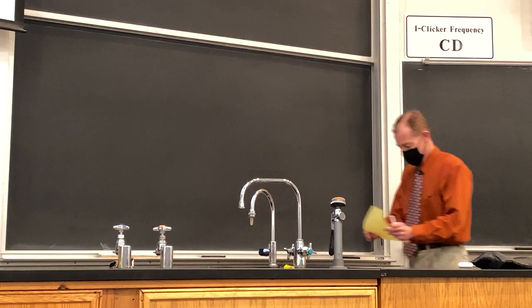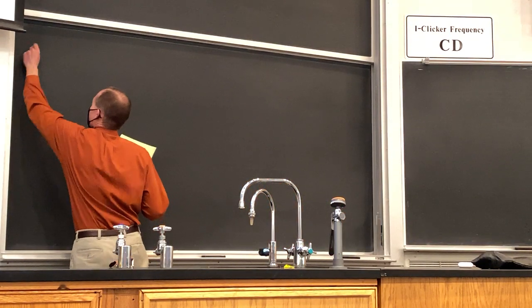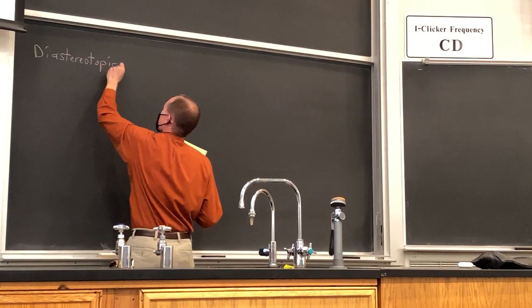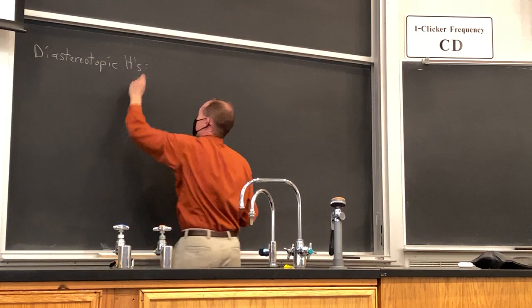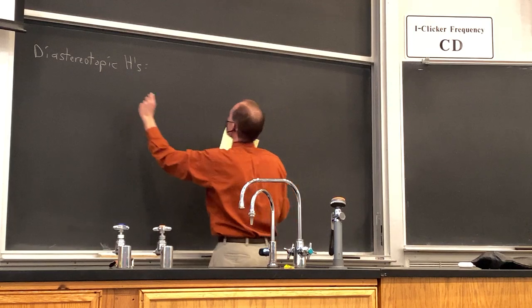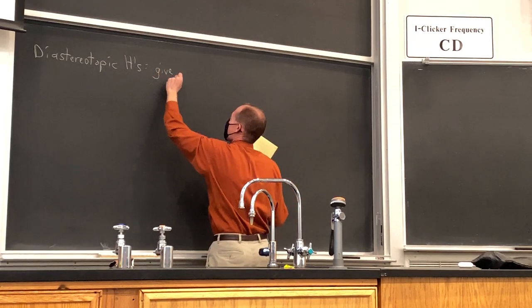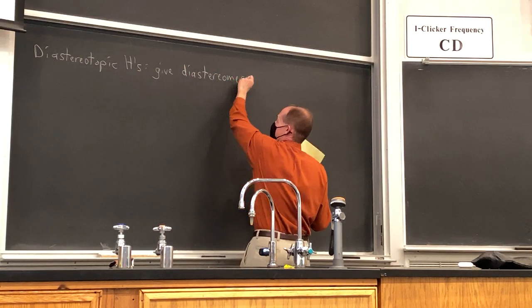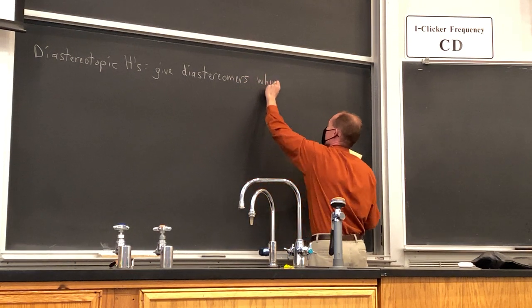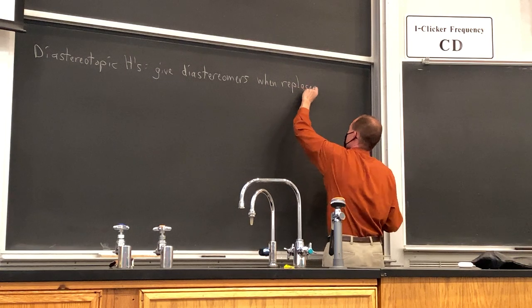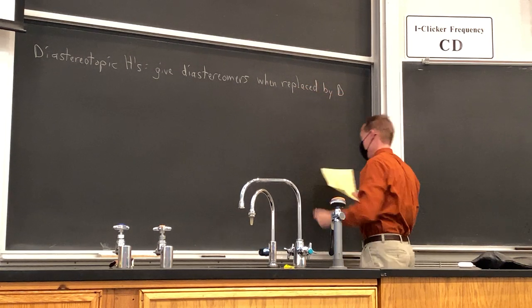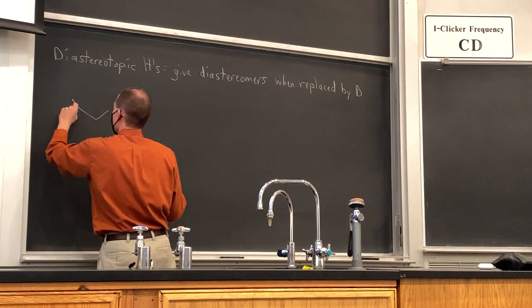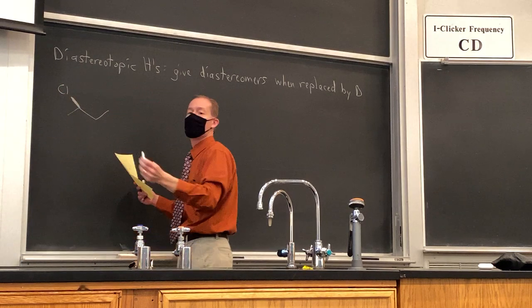So our third term is diastereotopic. So diastereotopic hydrogens, as the name suggests, when you replace them separately with deuterium, you get diastereomers. Okay, so let's take a look at an example. Okay, this is 2-chlorobutane.